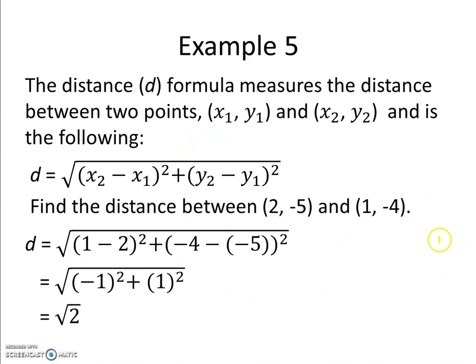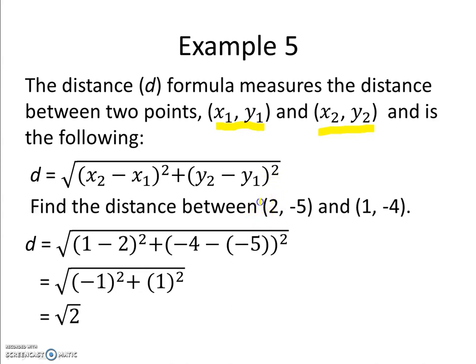Going on to something a little different, kind of interesting, the distance formula. It measures the distance between 2 points, and we label those as x1, y1 being the first point, and x2, y2 being the second point. In order to find the distance, we take the difference x2 minus x1 and square it, and add it to the difference y2 minus y1 squared, and then we take the square root of whatever number we get.